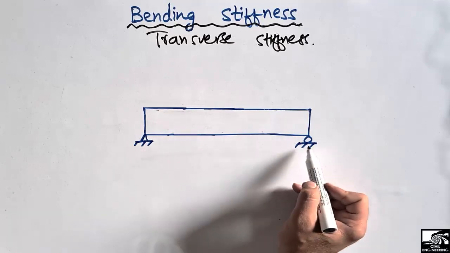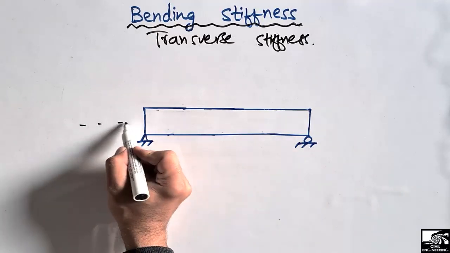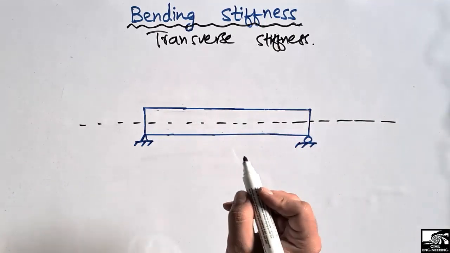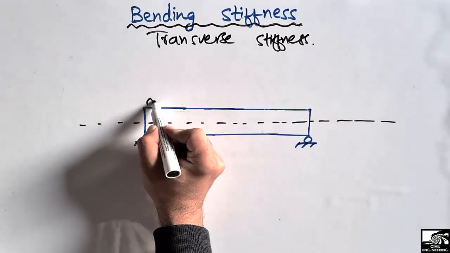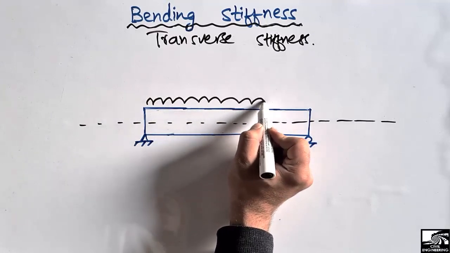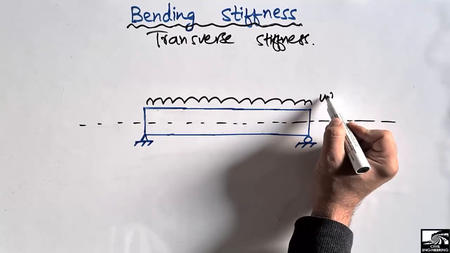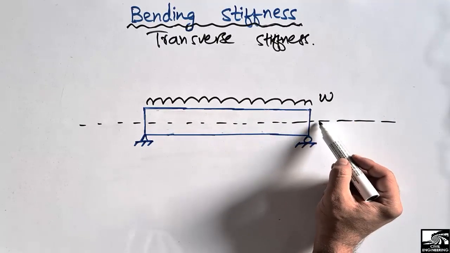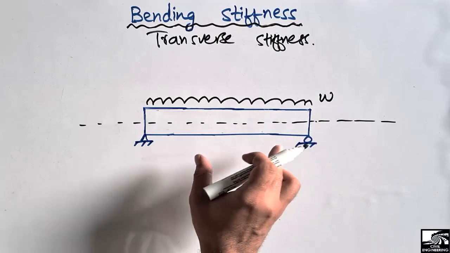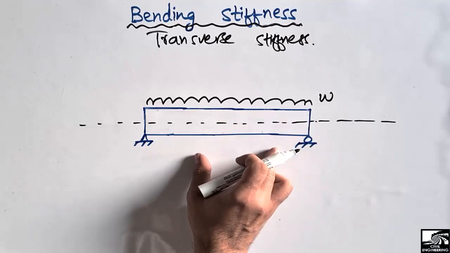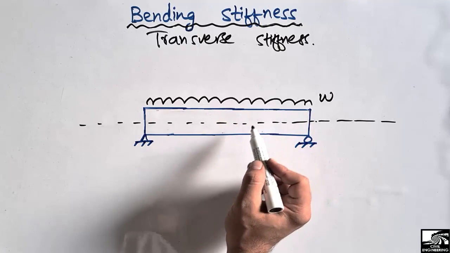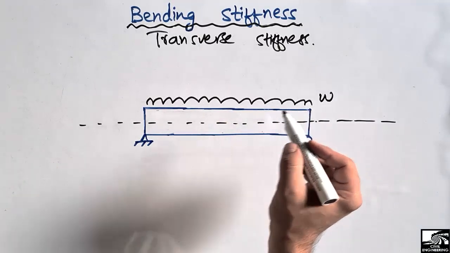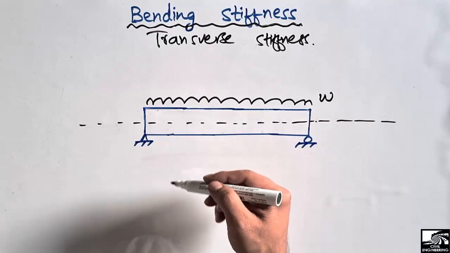This is a simply supported beam and this is the axis of this beam. Let's suppose this is a uniformly distributed load W acting on this beam, and this load is acting perpendicular to the axis of this beam. So we call this load a transverse load for this beam because it is acting transversely to the axis of the beam.